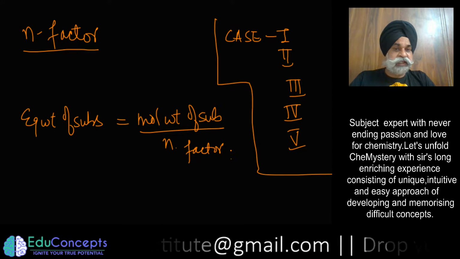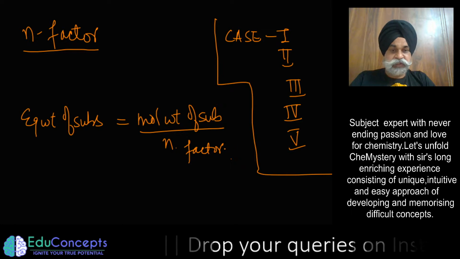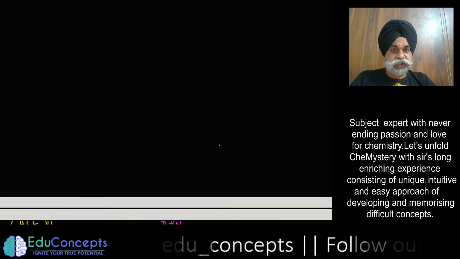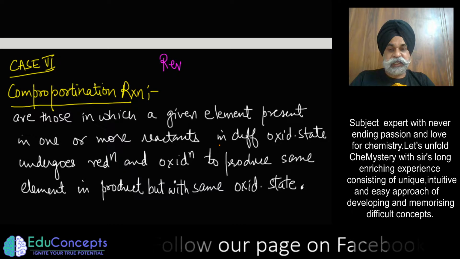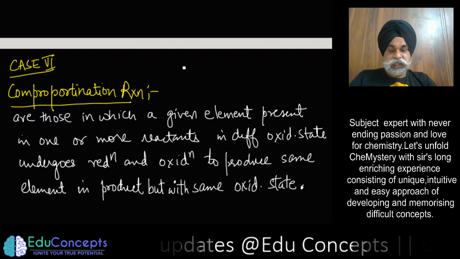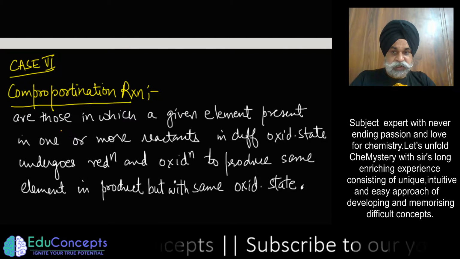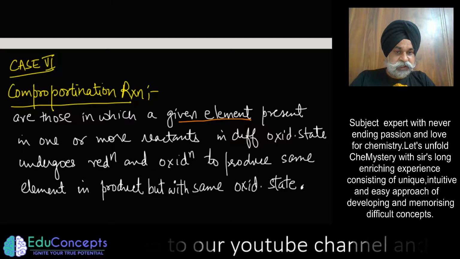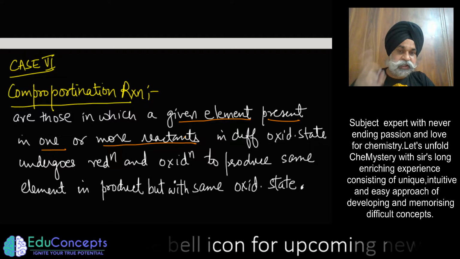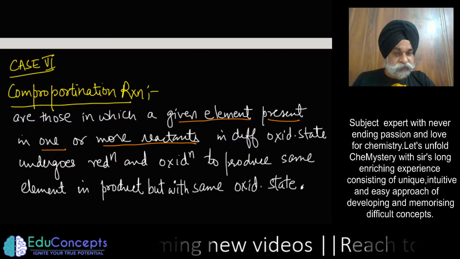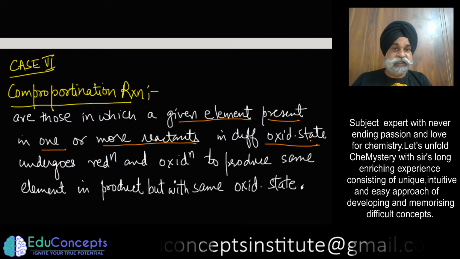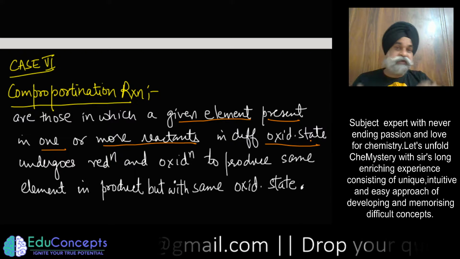So in continuation with that, in today's video I shall be covering one more case which we are left with, which is the case of comproportionation reactions. So let us see what exactly comproportionation reactions are. Comproportionation reactions are those in which a given element present in one or more reactants with different oxidation states turns up to give the same element with the same oxidation state.